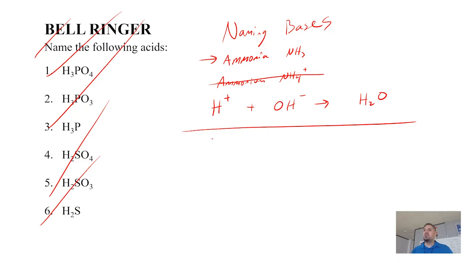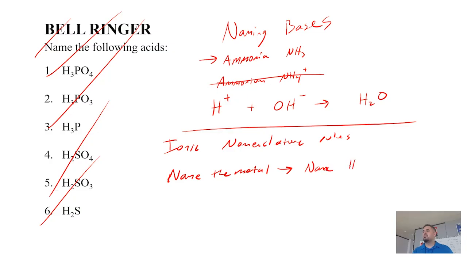For naming, we're just going to use ionic nomenclature rules. And what do ionic nomenclature rules tell us? They say name the metal, and then for bases, we're always going to have a hydroxide. So first you name the metal, and then you name the hydroxide. And we don't ever change the name on the hydroxide. So you already know how to do this, but now you're going to actually know that you're doing it right.